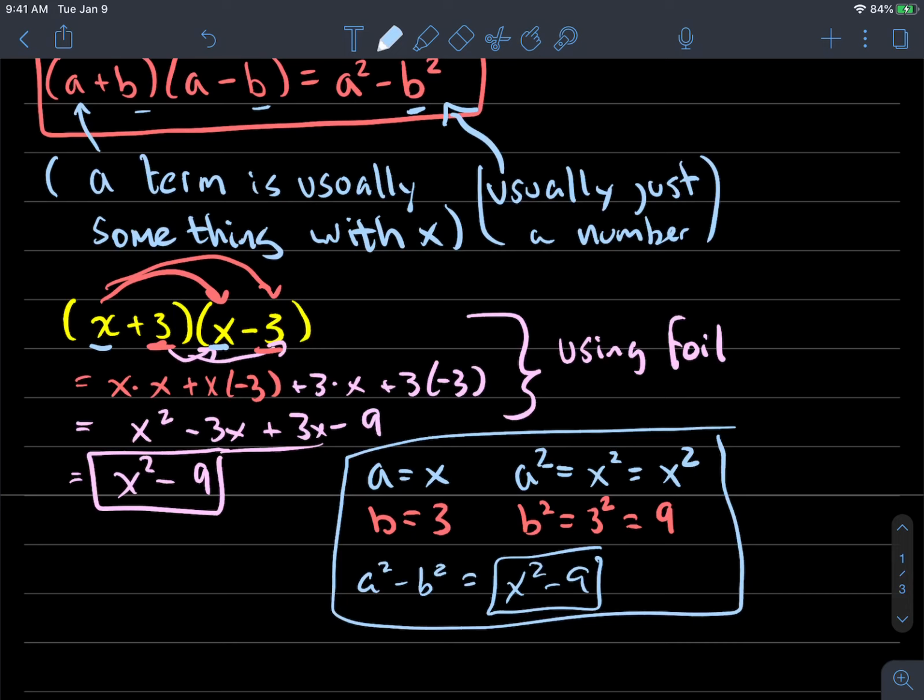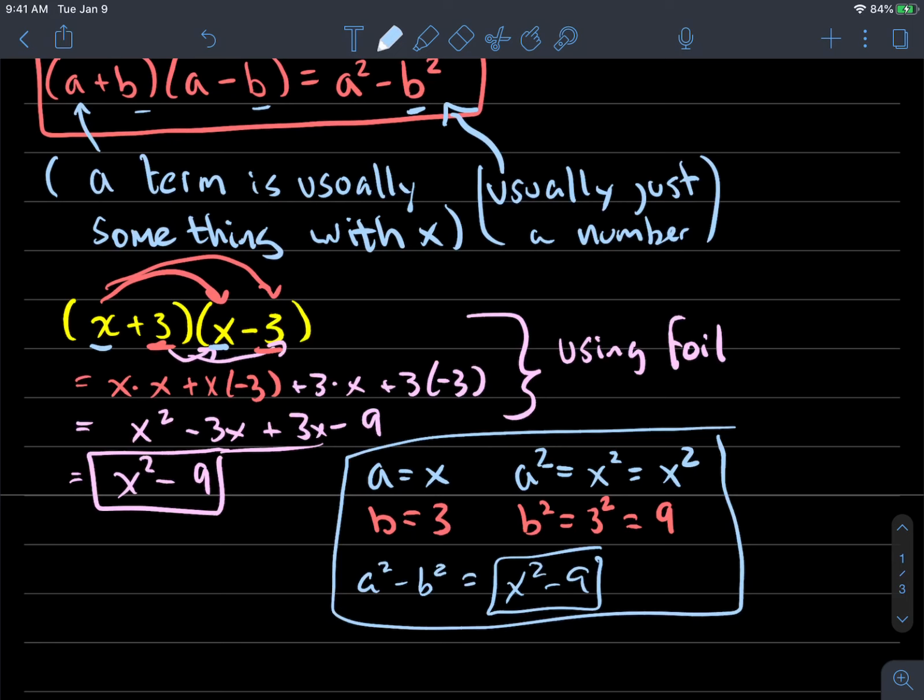And you can take my word for it, because mathematicians have been doing this for a long time. It is just a pattern that we've noticed, which is why we call it a special product. You only get this when you have something plus something, and then that same something minus that something.